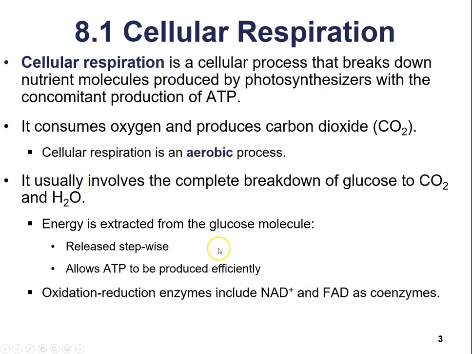Okay. So it says energy is extracted from the glucose molecule and it's released stepwise. You'll see there are oxidation and reduction reactions that occur throughout cellular respiration, just like we saw in photosynthesis. Remember, I told you that a lot of the themes in photosynthesis are also going to occur in cellular respiration: electron transport chain, chemiosmosis, and oxidation reduction reactions. You'll see there are slight differences in the molecules maybe, but the same themes are there.